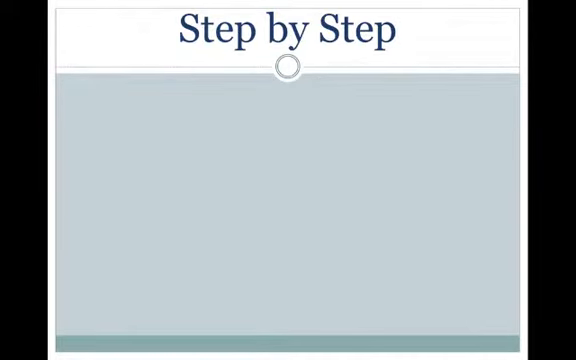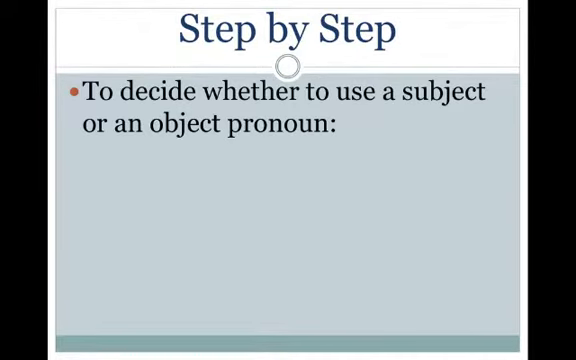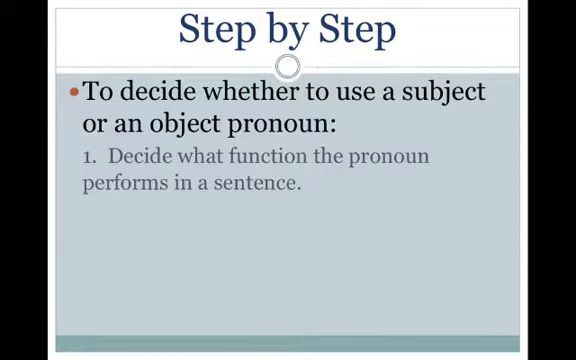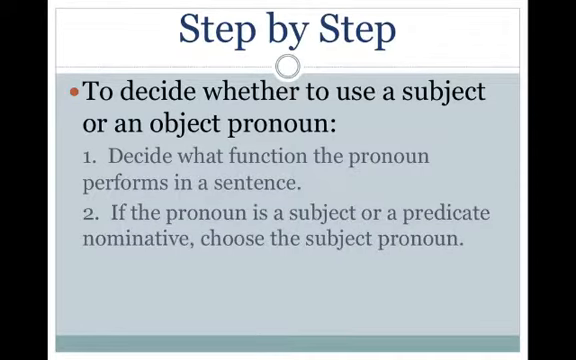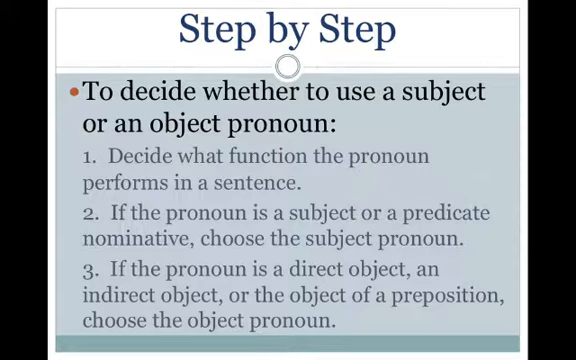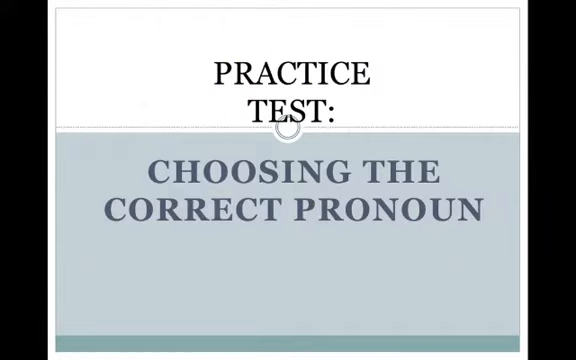Here's a step-by-step guide for deciding whether to use a subject or an object pronoun. First, decide what function the pronoun performs in a sentence. If the pronoun is a subject or a predicate nominative, choose the subject pronoun. If the pronoun is a direct object, an indirect object, or the object of a preposition, choose the object pronoun. Let's take a practice test. See if you can choose the correct pronoun.